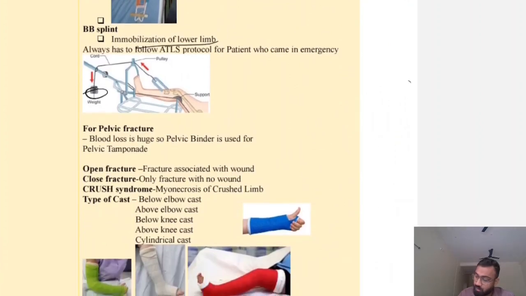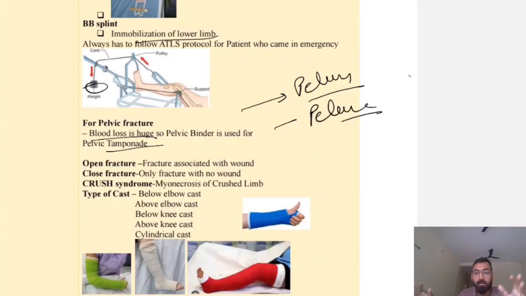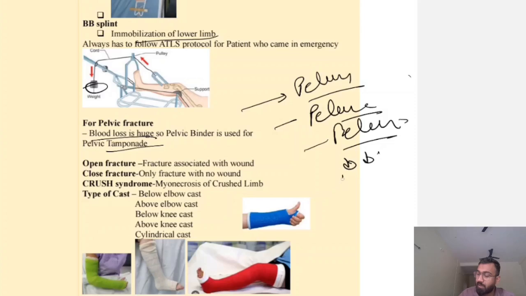Okay. Next is pelvic fracture. In pelvic fracture, there is huge blood loss. So we will apply a pelvic binder. Pelvic binder will compress the pelvis and it helps in pelvic tamponade. Okay.